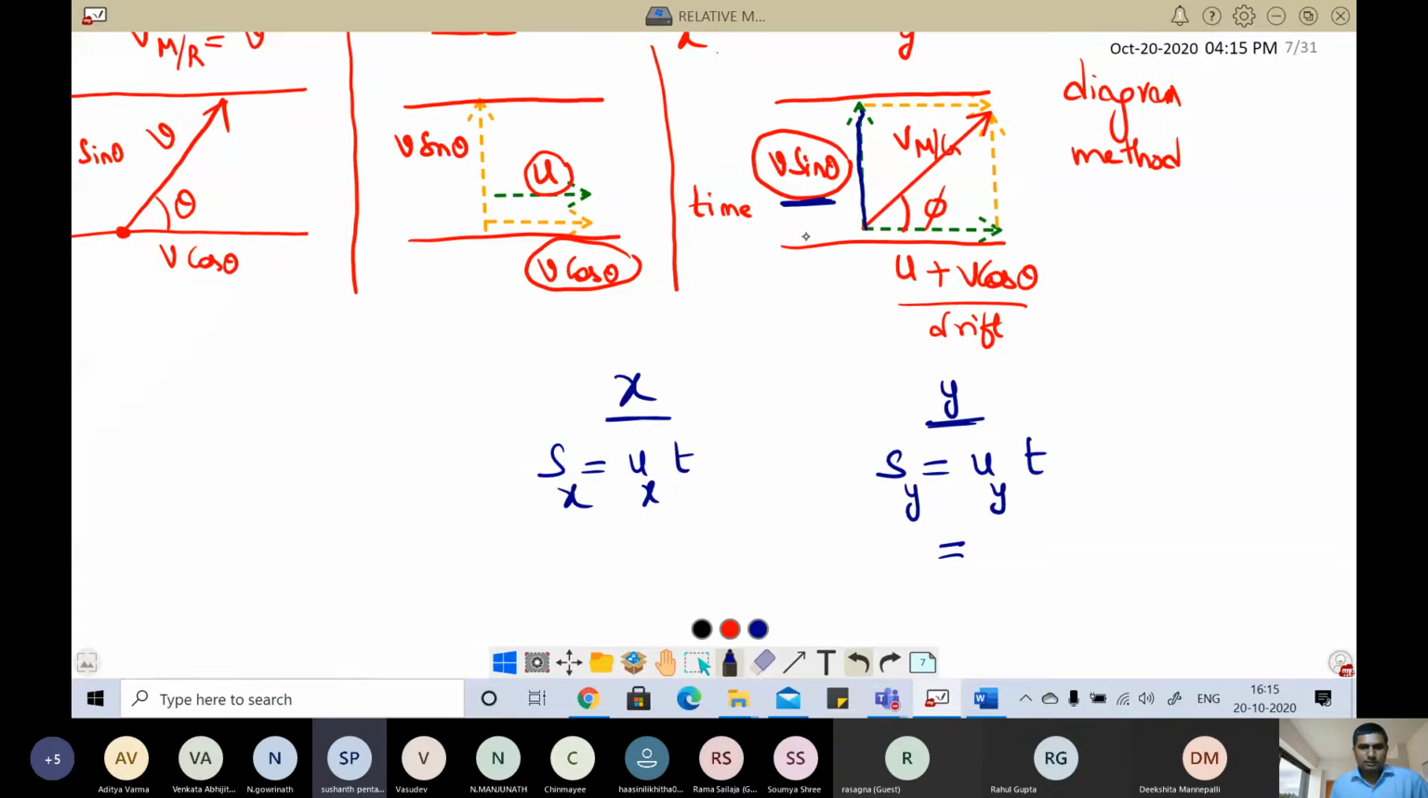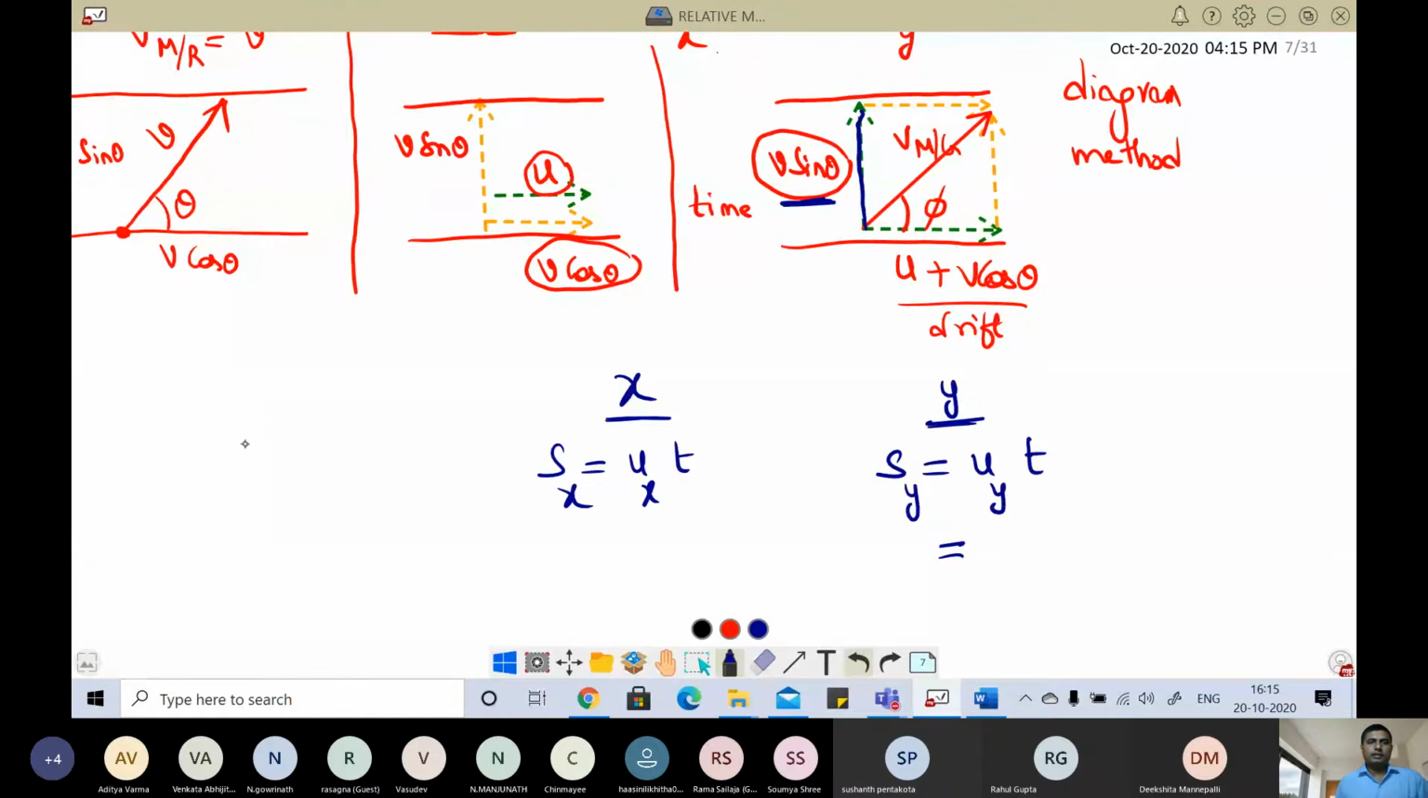Sir, I have one doubt, sir. What is the doubt? Sir, in the diagram method, first you gave that the angle is theta, no, sir. The vector v is making an angle theta in the first diagram you gave, sir. That is the velocity of man with respect to river. In the third diagram, the angle changed to phi, no, sir. What is that angle phi there? Phi is the angle made by the velocity of man with respect to ground.